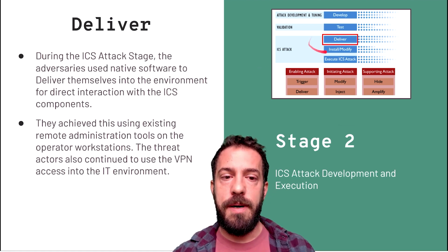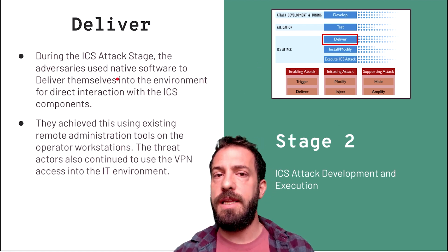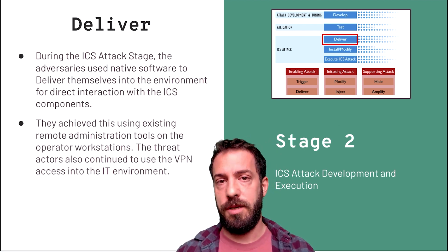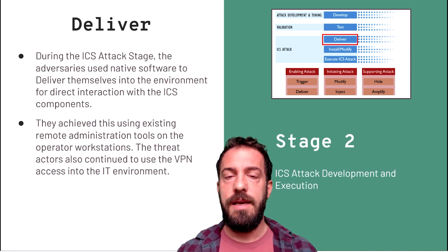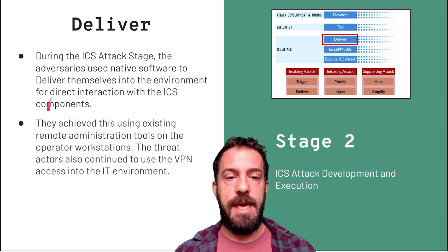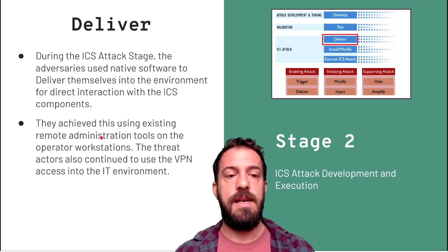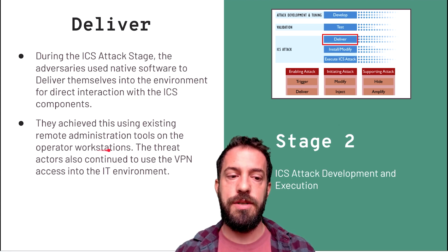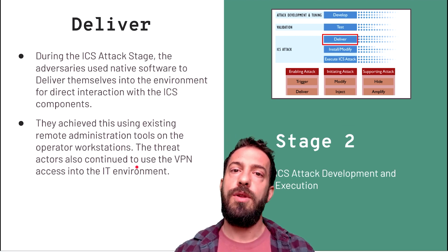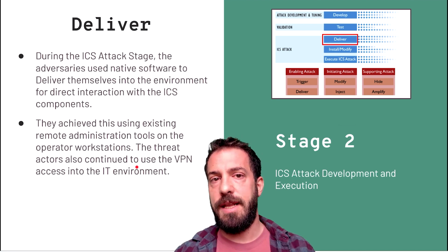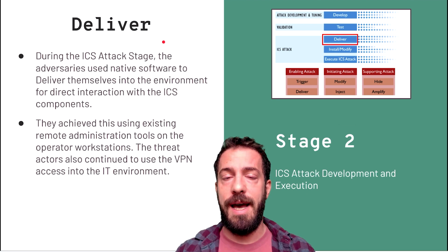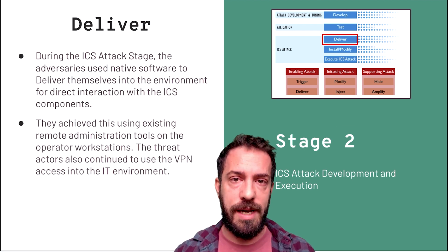So now the delivery part: the adversaries used native software. Remember, the adversaries had installed themselves, had persistence, and they had command and control. So they were able to send information directly to the SCADA system, and they had administration access to the operators' workstations, and they also used VPN to access the IT environment to install whatever was needed for the attack to take place. So delivery happened directly by the attackers because they already had the administrative access and remote access from stage 1.